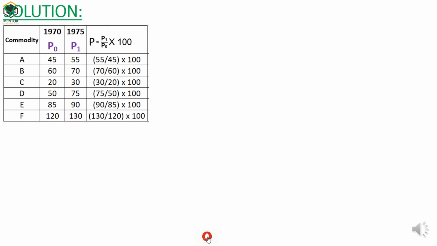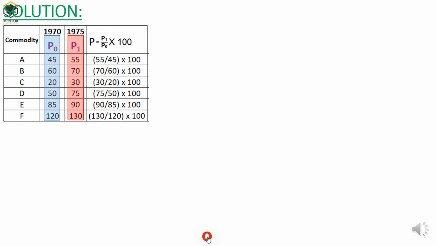The price relative P is equal to P1 by P0 into 100. This is the formula of our price relative, where this is our P0 and P1. The P1 values of 1975 are 55, 70, 30, 75, 90 and 130. The P0 values of 1970 are 45, 60, 20, 50, 85, and the last is 120.